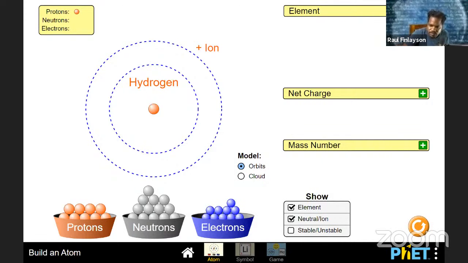So an atom is neutral. Right? An atom is neutral because, why? Because the number of protons is equal to the number of electrons.